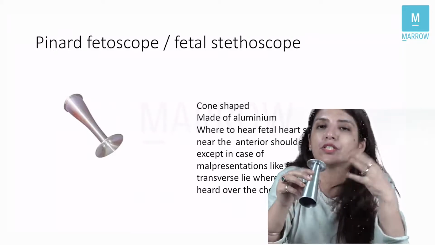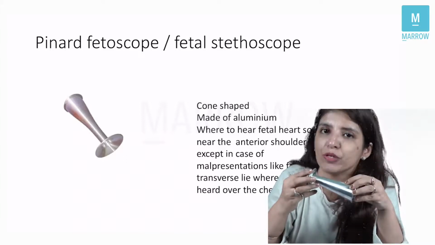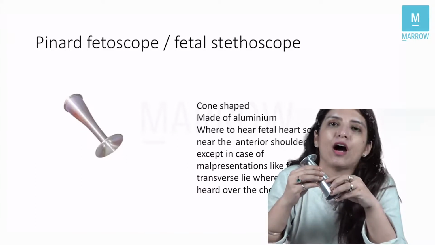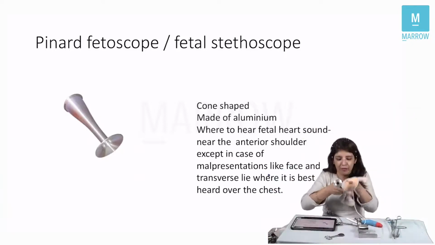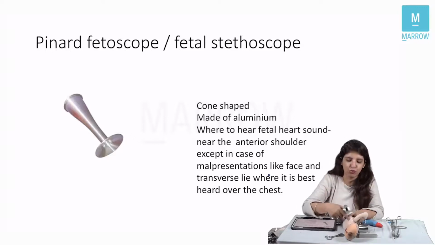Now, the type of questions which you can get in viva when you hold this instrument are, number one, they can ask you, where is the fetal heart sound located usually? So, suppose we have a baby here, the lie of the baby is longitudinal. Now, in longitudinal lie, which is the most common lie, the best place to hear fetal heart sound would be near the anterior shoulder, in the back near the anterior shoulder, right?